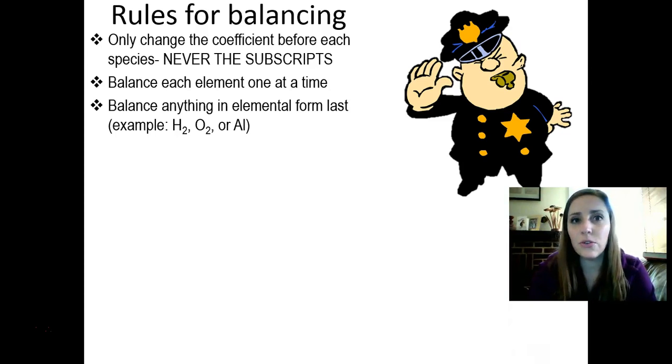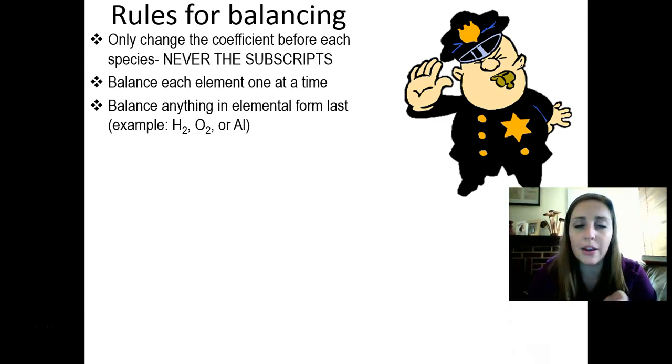Anything that's in elemental form, so last time we had both iron and oxygen in our reactants in elemental form, but sometimes you'll have just one. Save that till the end because it's easy to wrap up with that. Our second example going forward with the shortcut, you'll see what I mean by that.